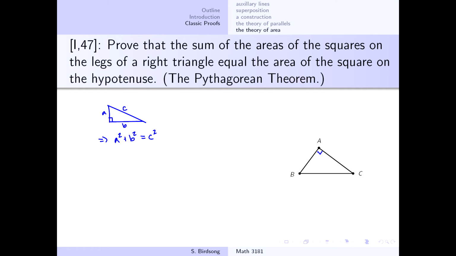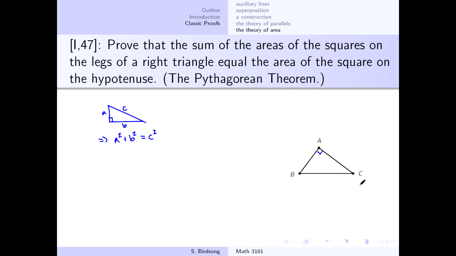Okay, so I've got pictures that are going to fly in here, but let us talk about the actual statement first. The actual statement of the Pythagorean Theorem is in Euclid's first book, near the end of the first book, where he talks about area of a lot of different things. It states: prove that the sum of the areas of the squares on the legs of a right triangle equals the area of the square on its hypotenuse.